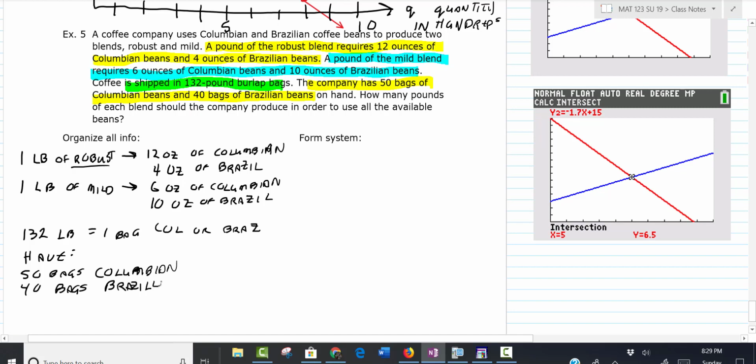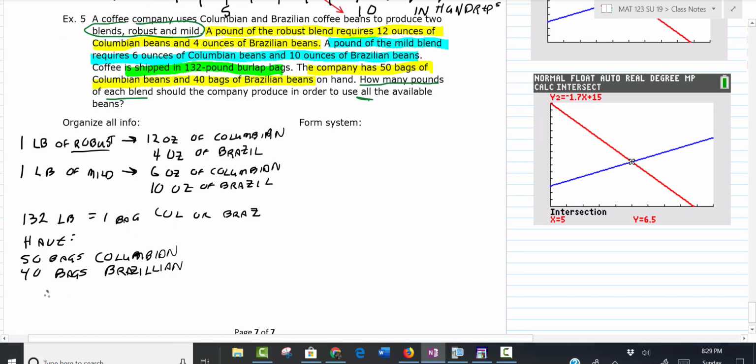Okay, now what I'm trying to do is give you a strategy for figuring out word problems. And what you've got to do is write down everything that you're given. Now, when you read the question, that should generally tell you what your variables are. So here's what the question is. How many pounds of each blend, and the 2 blends are robust and mild, to produce in order to use all of the available beans. So that right there tells you what your variables are. And it says how many pounds.